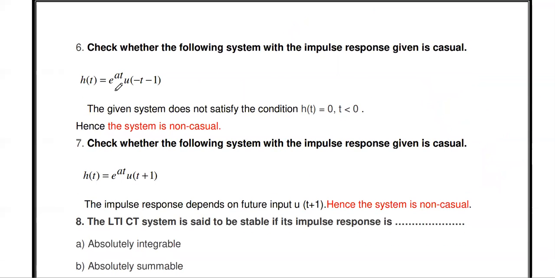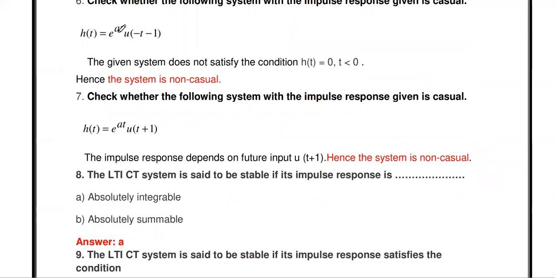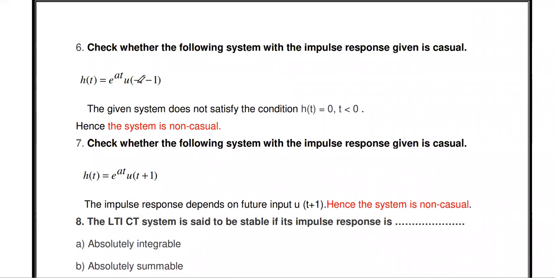Then the next one, h of t equal to e power at u of minus t minus 1. So what does u of minus t minus 1 mean? This u of minus t minus 1 is available for the negative time interval. So the given impulse response is not equal to 0 for the t less than 0 condition. So it does not satisfy this condition. So this system is said to be non-causal. Okay, so these are some of the problems.